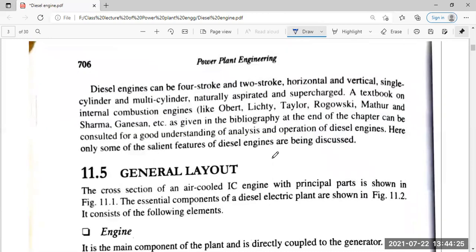Now, a diesel engine can be 4-stroke or 2-stroke. Mostly now, all engines are 4-stroke, horizontal and vertical. That is as per the government's norms. Mostly all engines are 4-stroke. They can be horizontal, vertical, single cylinder, and multiple cylinder. All is possible. Naturally aspirated and supercharged. Actually, this is made as per your application itself.